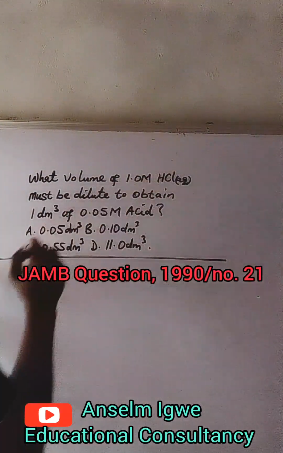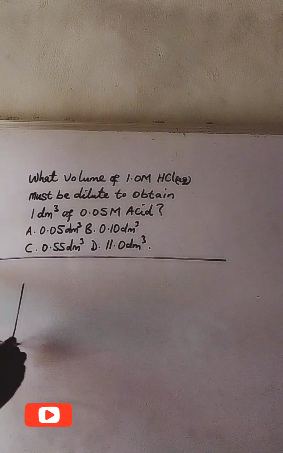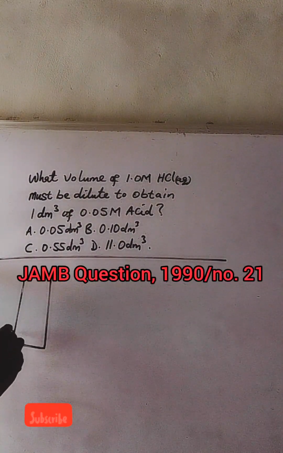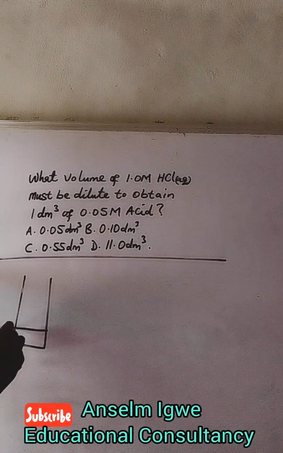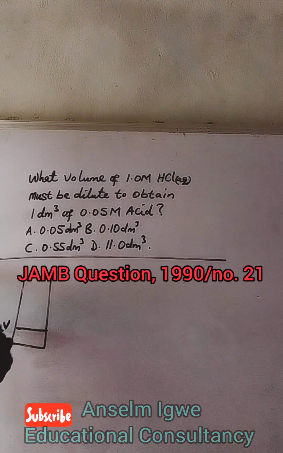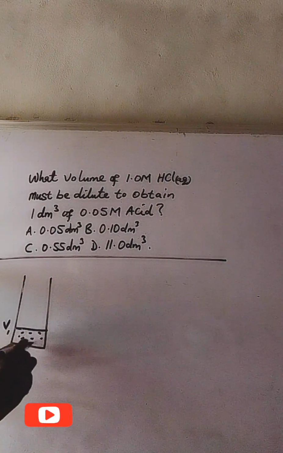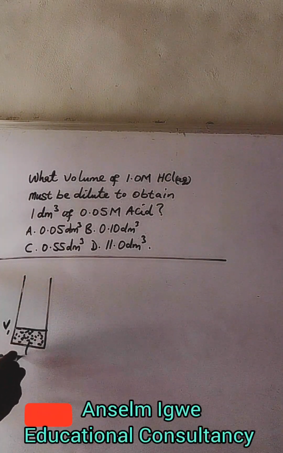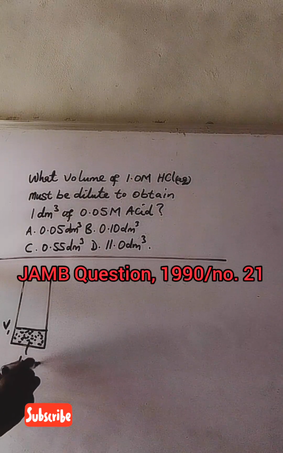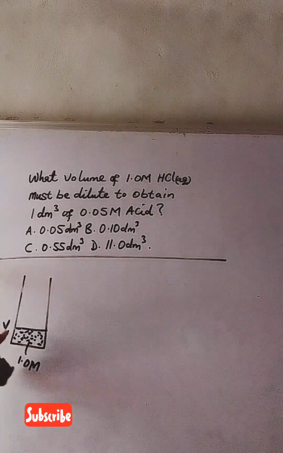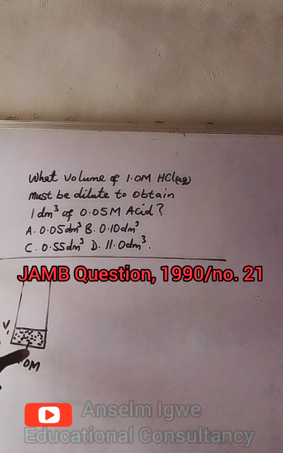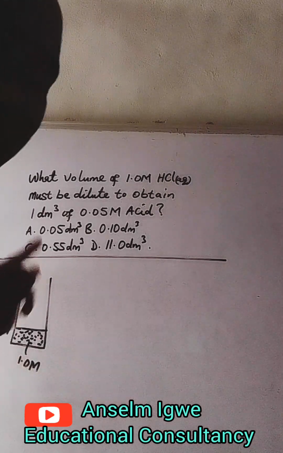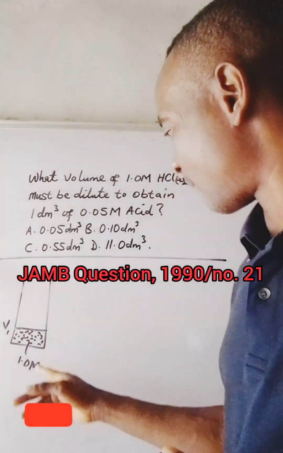There is a hydrochloric acid with a concentration in a particular volume. Let's say this is a volume we don't know, V1. And this acid has a concentration of 1.0 molar, meaning 1 mole of the acid in 1 dm cube. That is the meaning of 1.0 molar.